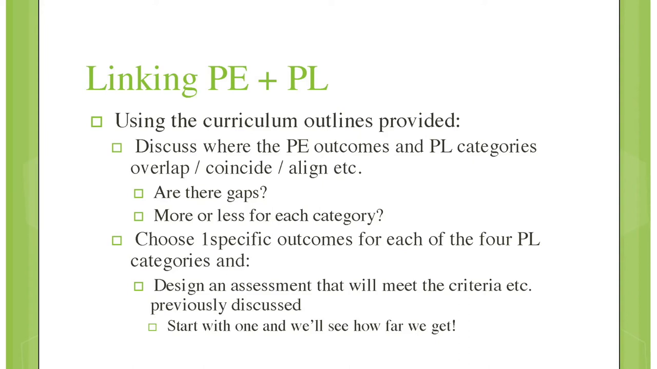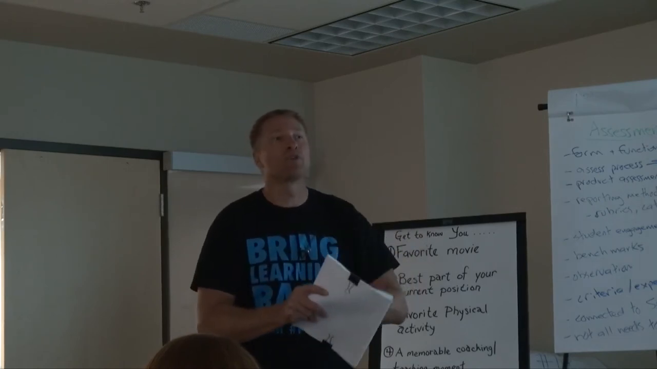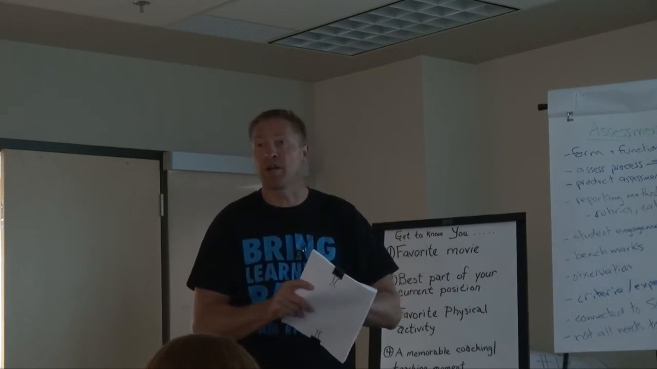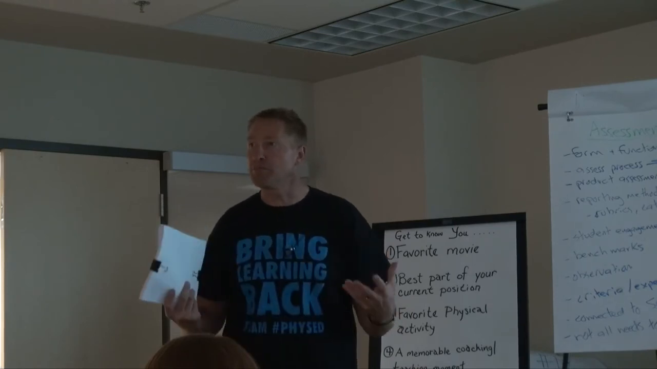choose one specific outcome that fits in a category. You only have time to work on one. Choose one, and how would you assess it? So using a physical literacy lens, I'll say it that way, in that category, find an outcome. How would you go about assessing that? If you want to make up a rubric, that's fine. If it's a performance task, some kind of creation piece.